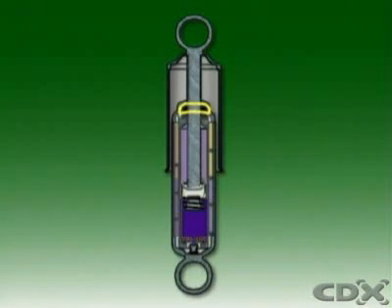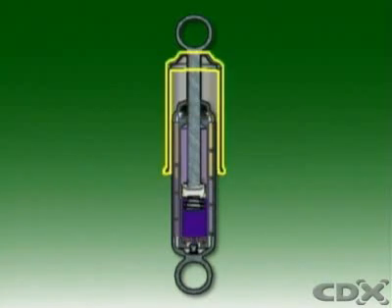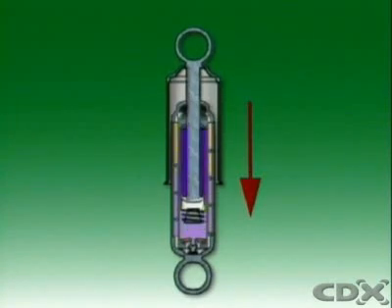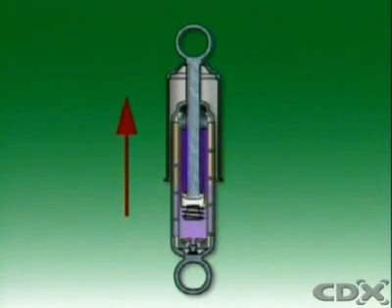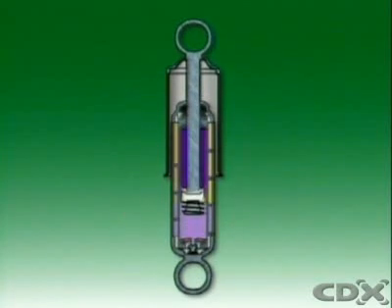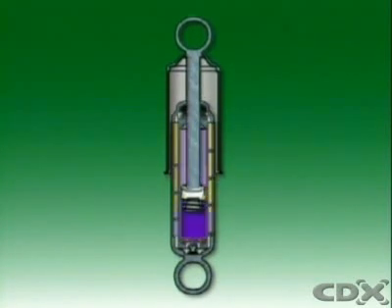A seal above the bearing prevents oil leakage and keeps out dirt and moisture. A shroud protects the rod from damage. During bumps or compression, the rod and its piston move into the shock absorber. In rebound or extension, the rod and piston move out of the shock absorber. For dampening to be effective, resistance is needed in both directions.